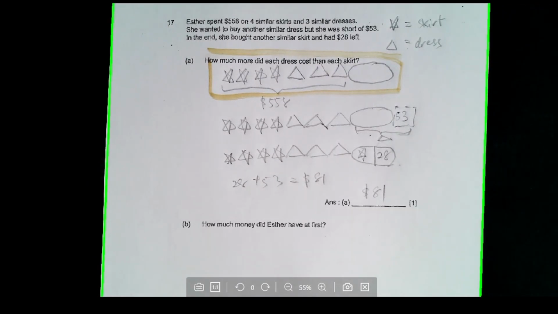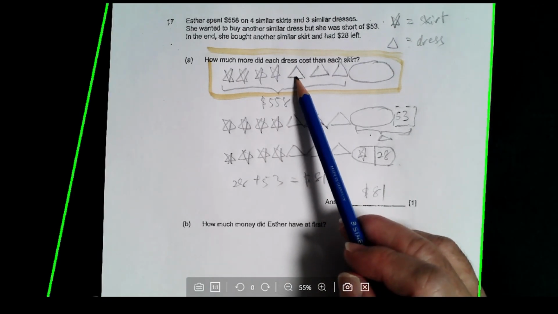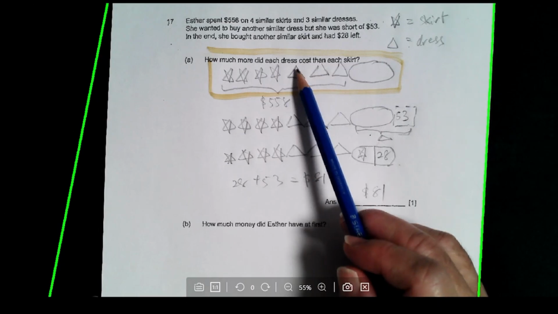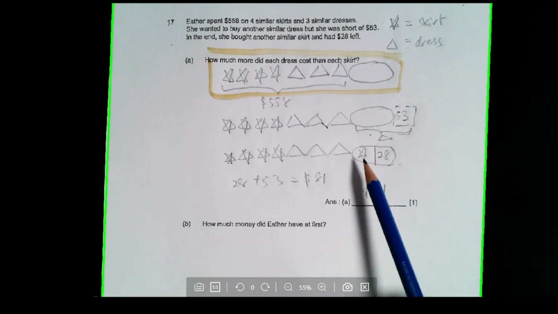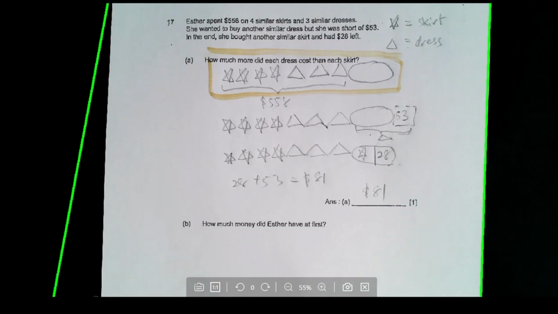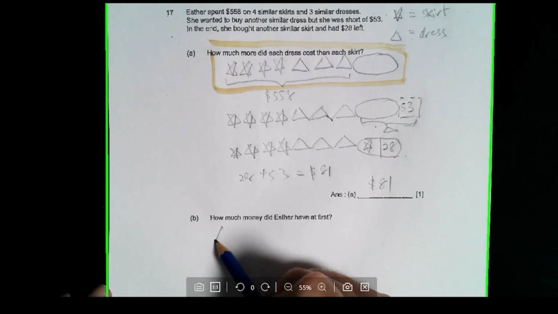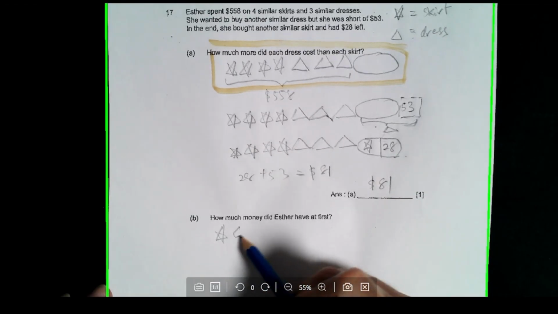Esther spent $558 on dresses and skirts, and now we know that her dress is a triangle. She wanted to buy another similar dress, but she was short of $50 plus the 1 star. In the end, she bought another similar skirt, 1 star, and had $1 left. Can we redraw the model to find how much each dress cost and each skirt?